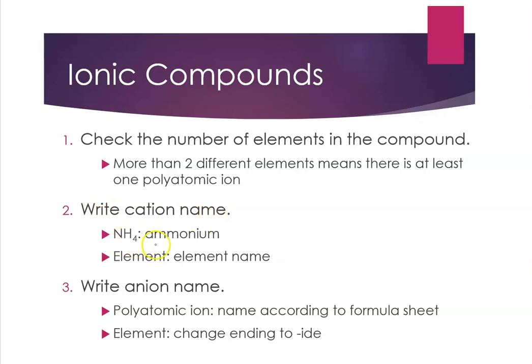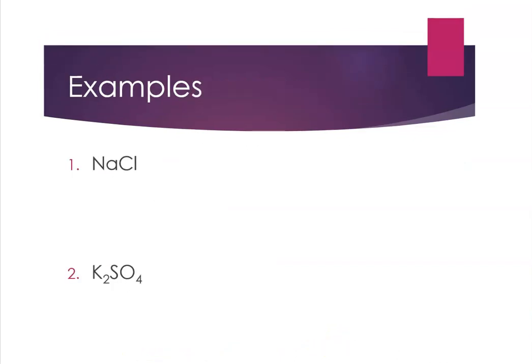If it starts with NH4, it's ammonium. If not, then that first element is going to be by itself, and we just write the name. It's going to be a metal. Then we write the anion name. If it's a polyatomic ion, we name it according to what it says on the formula sheet, and we don't change it in any way. If it's an element, then the element ending changes to IDE. All right, so let's look at some examples here.